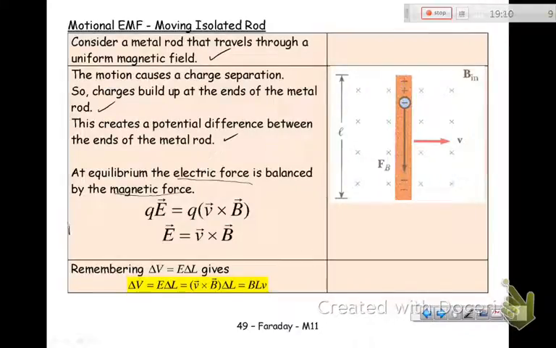And we know from before that Fe is equal to QE, and we know that FB is equal to QV crossed with B. So these two are equal to each other. So we get the electric field is equal to V cross B. And if we remember that delta V is equal to, well, do I remember that? Let's have a look.